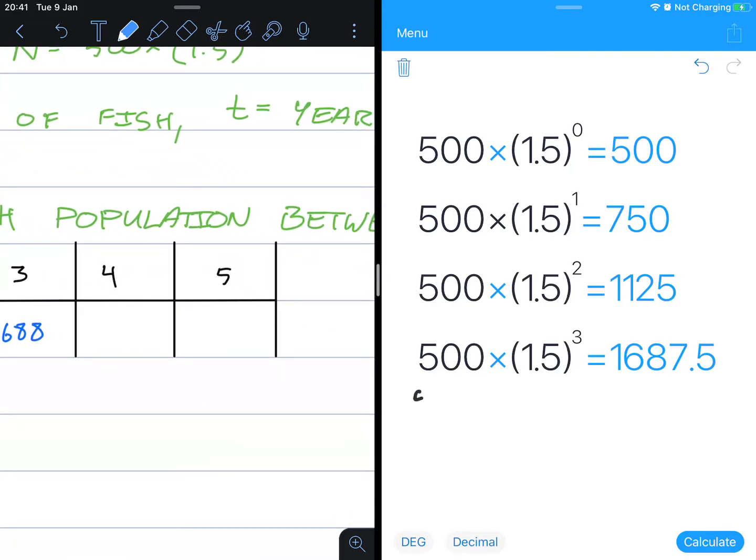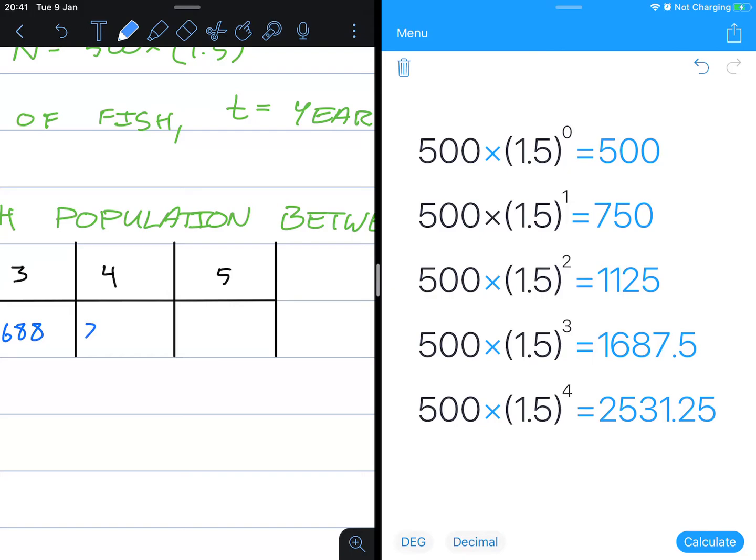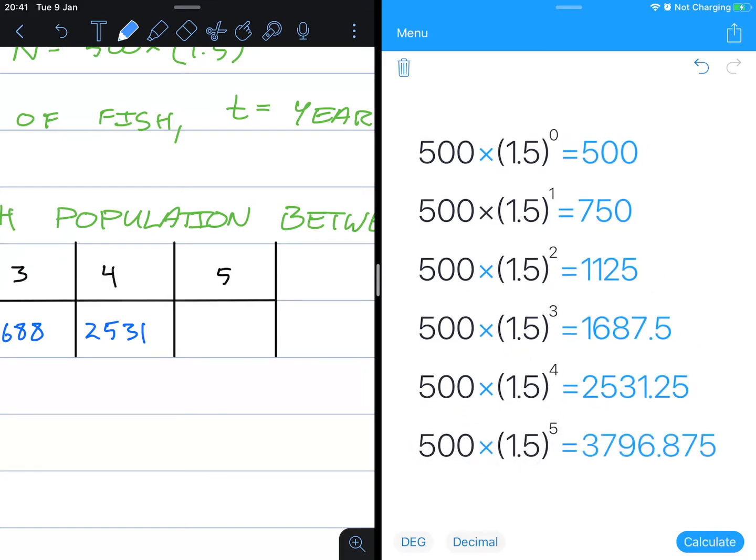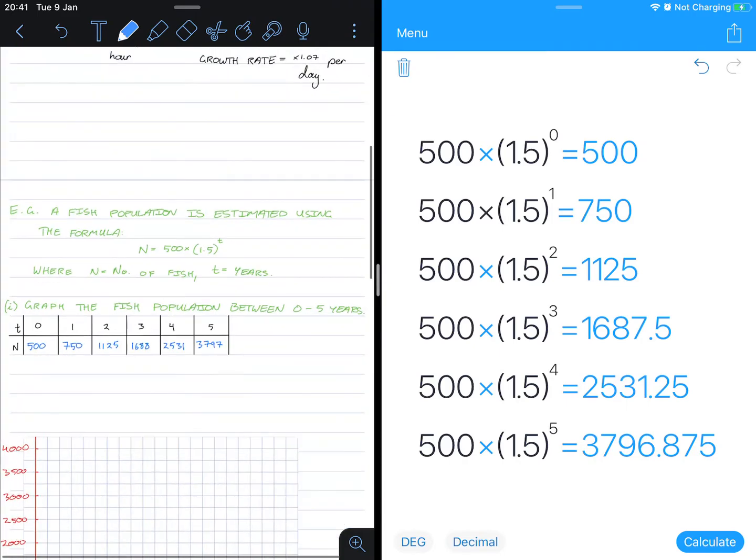So let's move right along. So 500 times 1.5 to the power of 4. This will give me 2,531, rounding down to the nearest whole. And lastly, 500 times 1.5 to the power of 5. And one more time, we're going to round up. 3797. And that's our table of values.